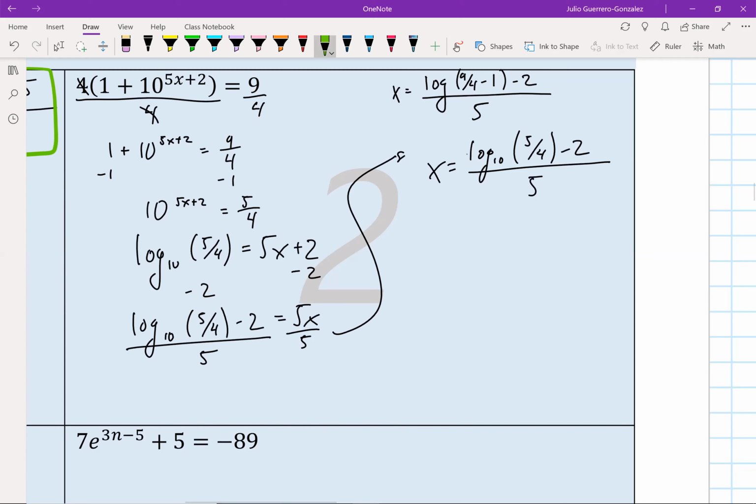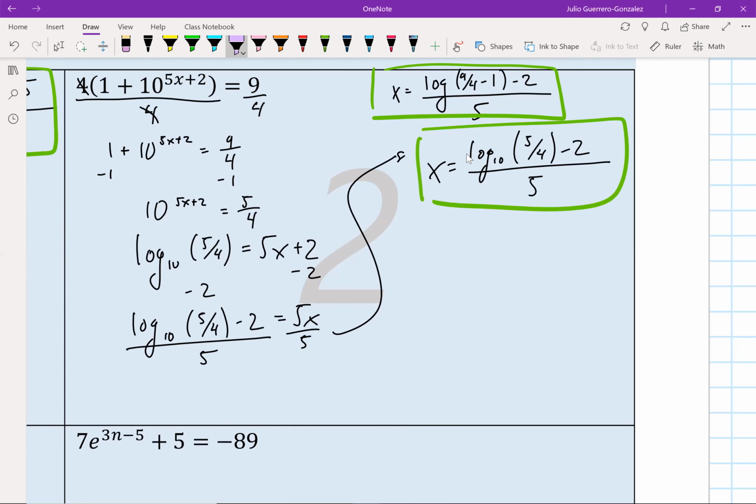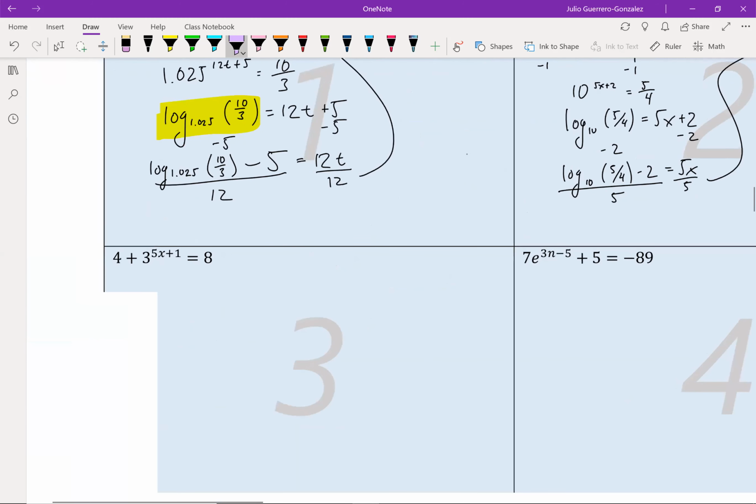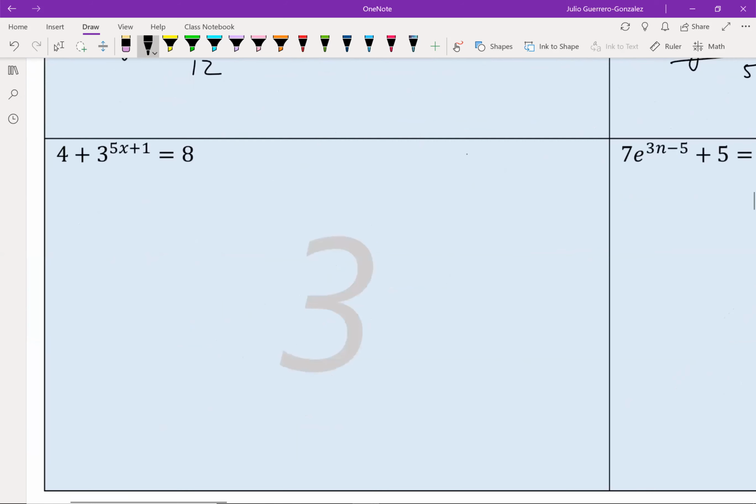Turns out both of these answers are correct. The only difference is you guys left it as 9 over 4 minus 1, which is 5 over 4, but that's okay. We good? You guys, what'd you guys get?